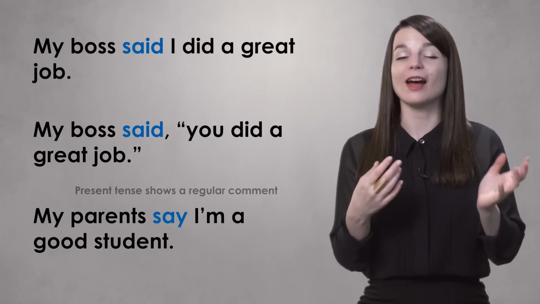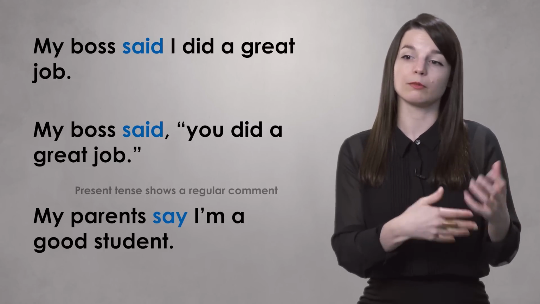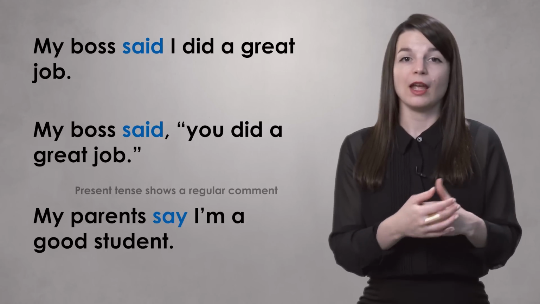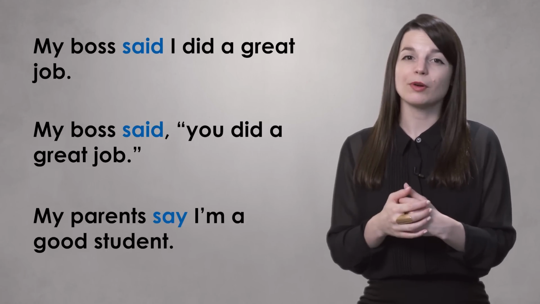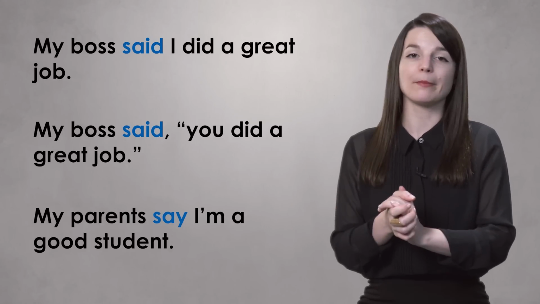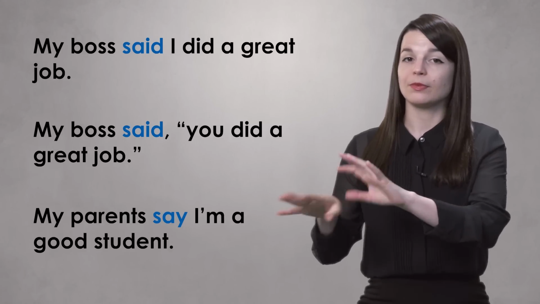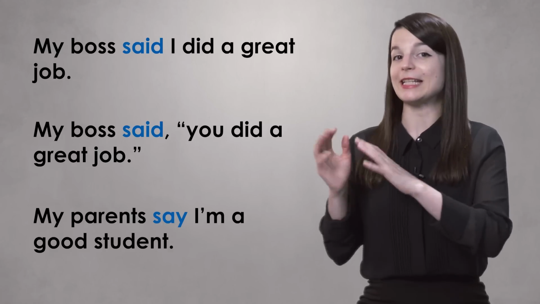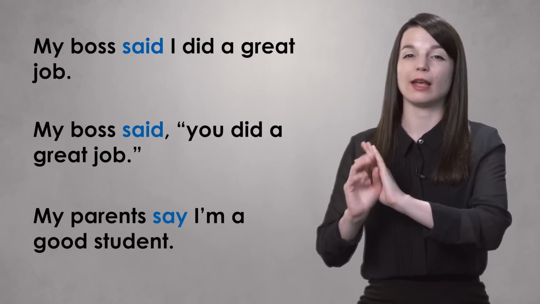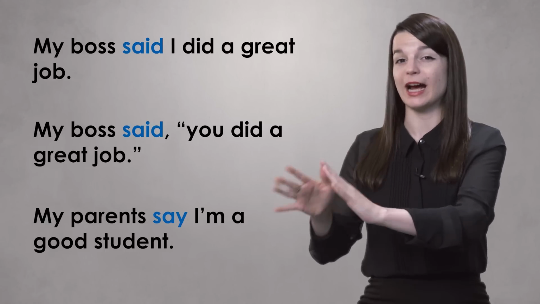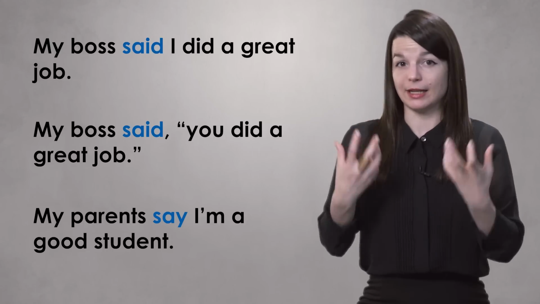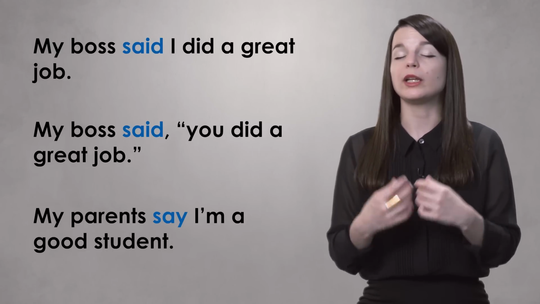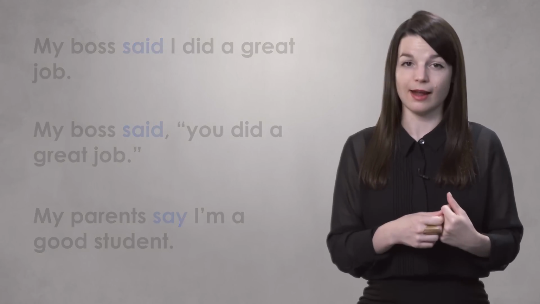My parents say I'm a good student. This is a regular thing that they comment about. If it's past tense, my parents said I'm a good student, it sounds like perhaps it was just one time, or maybe when the speaker was a child, this was something that was regularly said. So like they want to communicate more like a past thing, like one time, it's over, it's done. If we want to communicate something like present, happening now, perhaps regularly, we can use the present form. My parents say.